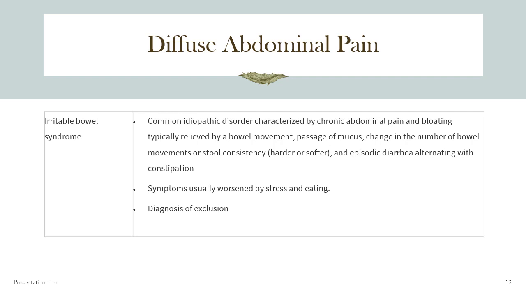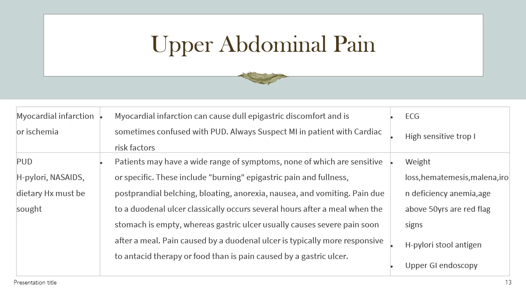So we classify irritable bowel syndrome depending upon the predominant symptom. If it's diarrhea, it's IBS diarrheal type. If it's constipation, it's IBS constipation type. You will find a triggering factor like stress or overeating, but one of the major things is that you have to rule out all the organic causes before proceeding toward the diagnosis of irritable bowel syndrome. So these are the differential diagnoses of diffuse abdominal pain.